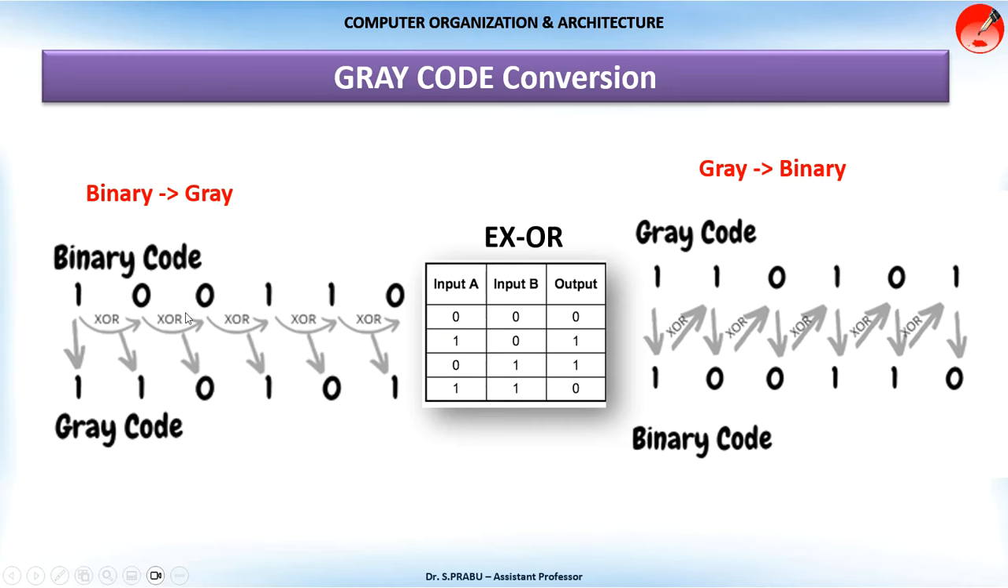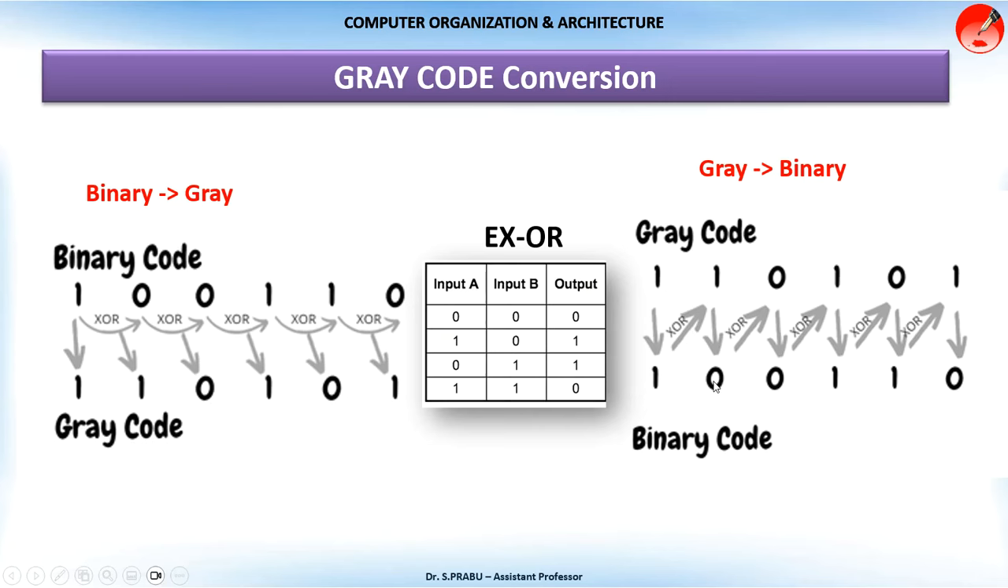Then compare the other two numbers, 0 0. 0 0 means 0. You can write the result here. Then compare the next numbers, 0 1. 0 1 means 1. So in this way you can write all the numbers. This is the equivalent gray code. Next, how to convert this gray code into a binary number. Write the first number directly here. Then compare the result with the second number. So 1 1 means the value is 0.